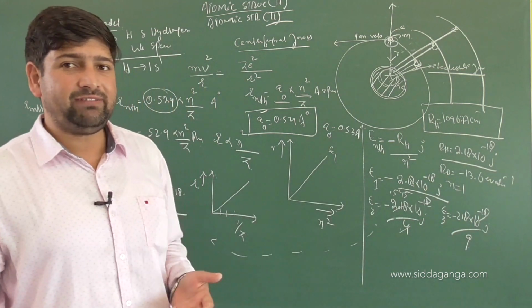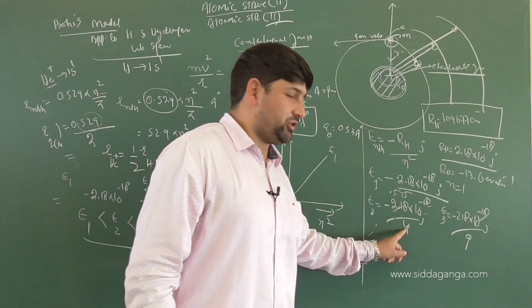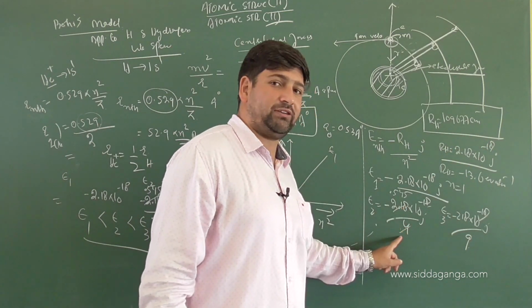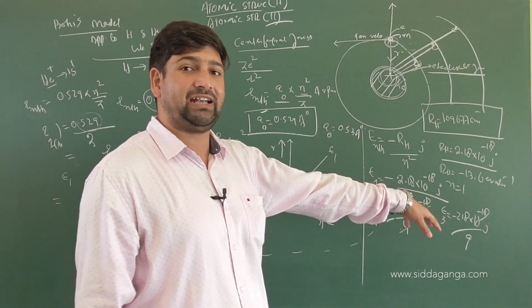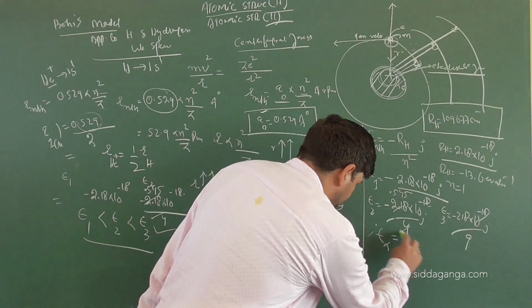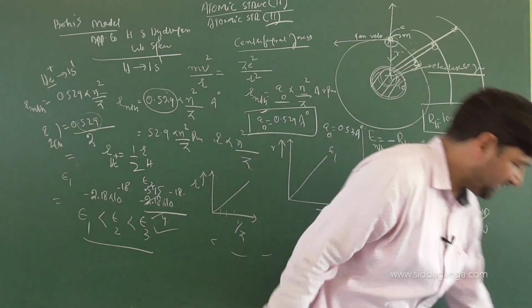So you can find for third shell, you can find for fourth shell, and so on and so forth. A time will come when you will reach n value equal to infinity, meaning you are out of the atom now. So when n value is infinity, anything divided by infinity is 0. So you will have energy at infinite distance equal to 0. That's why we write E infinity equals to 0. Am I clear here? Excellent.